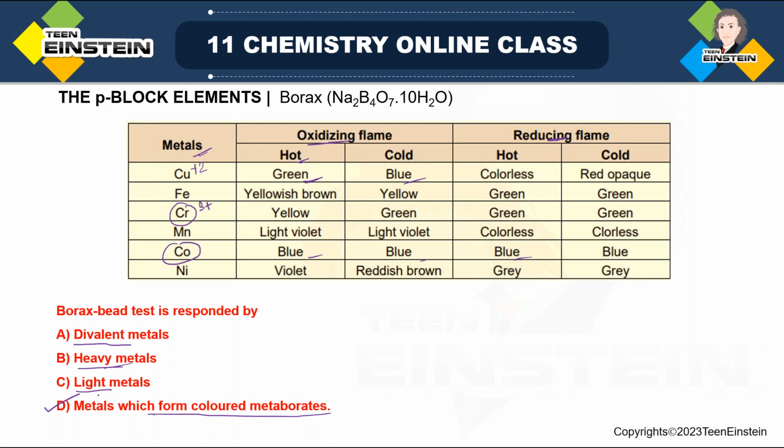The Borax bead test will be positive, or we can say it is responding, only for those metals which can form colored metaborate. Because if it is not forming any color, the glass bead will still be transparent, and there is no difference once you have touched it with the metal sample. Then it will not work for us. Okay, so the last option is the correct option.